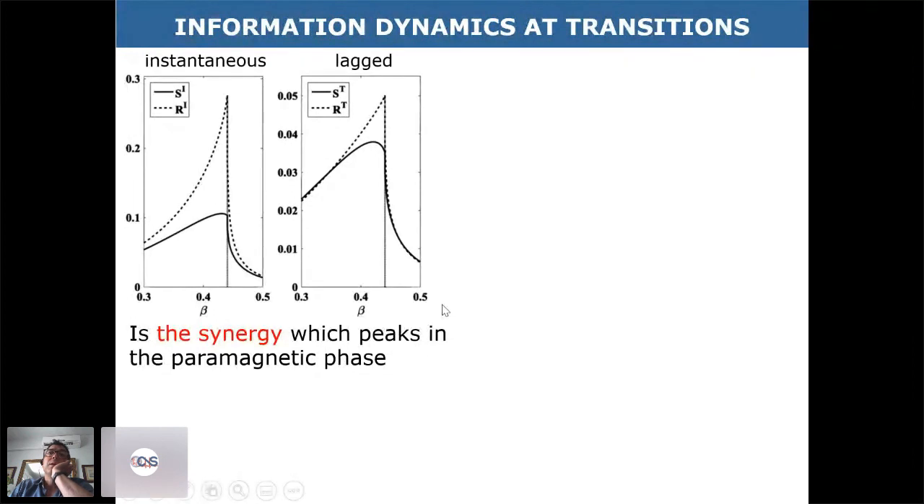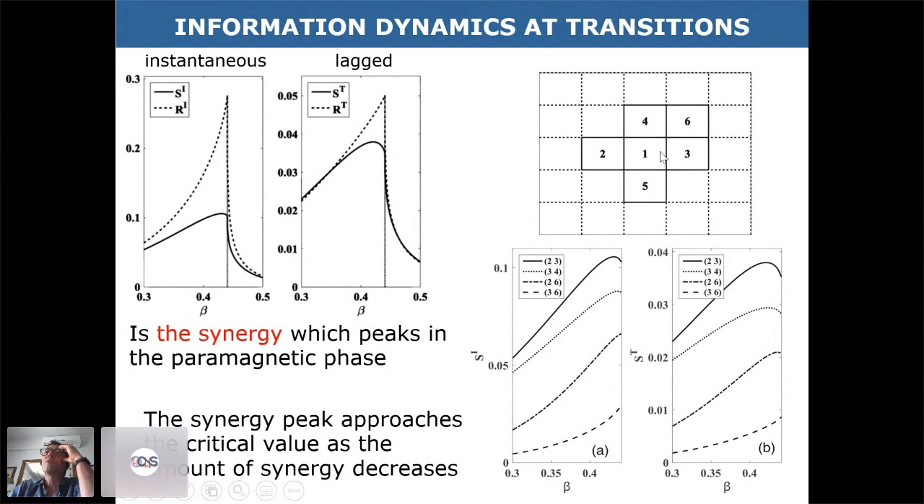So what happens if we implement an Ising system on a lattice? We see that both for the instantaneous and the lagged case, it is the synergy which peaks in the paramagnetic phase. So here, beta is the inverse temperature. That's why the peak now is on the left of the critical temperature, which is the full line here. In the previous figure, in the paper of 2013 by Lizier, Barnett et al., it was on the right, but it's basically the same thing because this is the inverse of the temperature. So the redundancy peaks at the transition. On the other hand, the synergy peaks before the transition.